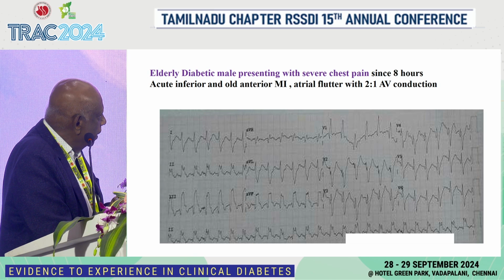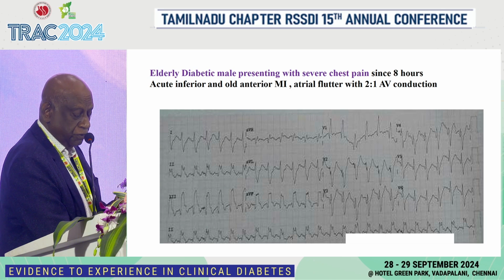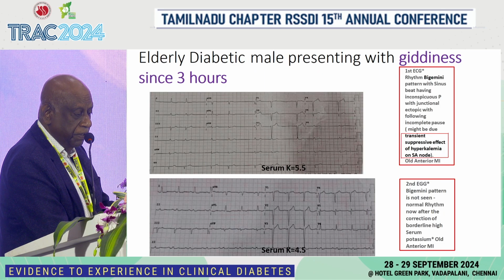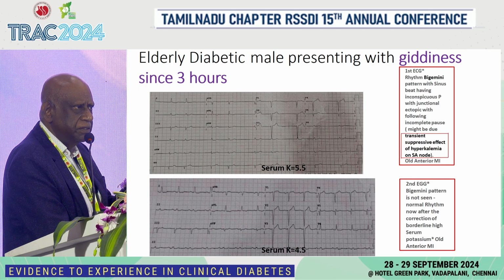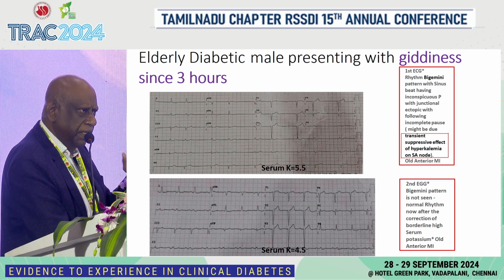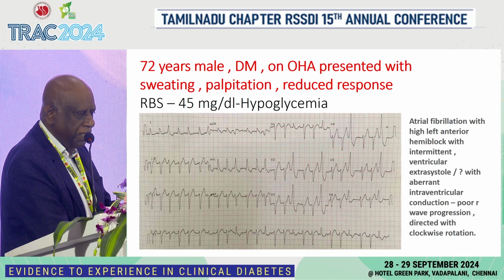And there is an elderly individual who is having an acute inferior wall infarction and anterior wall infarction, and there is atrial flutter also. You don't see any P waves here. Any diabetic patient with giddiness, don't think that it is due to a peripheral vertigo. Think that it could be due to a cardiac problem. Neurological problems can be there in cardiac problems.